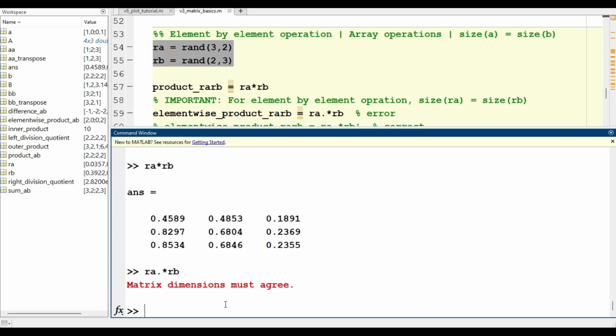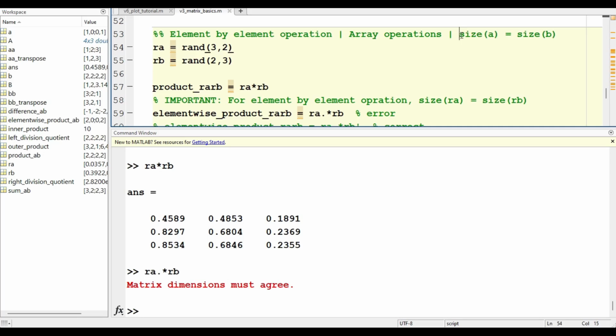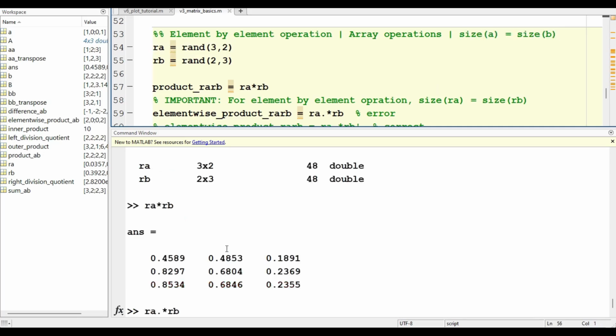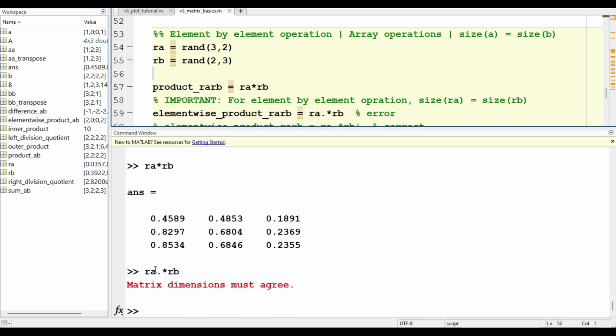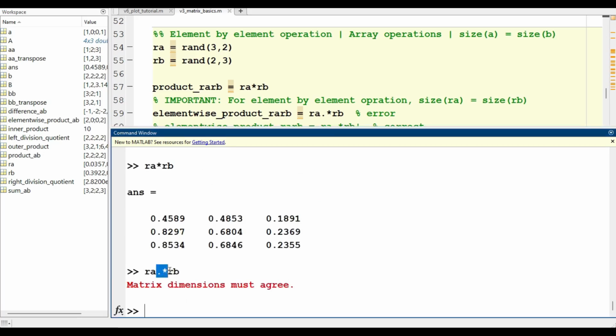Okay, so the important thing is that whenever you are doing an element wise operation, that means element by element operation, which is also called an array operation, the compulsory requirement is that the size of matrix A should be equal to the size of matrix B. As we have seen earlier, RA and RB are not of the same size, they are of different dimension. They have the same number of elements, but different dimensions. And that is why when we try to do element wise multiplication here, RA dot asterisk RB, it shows us an error.